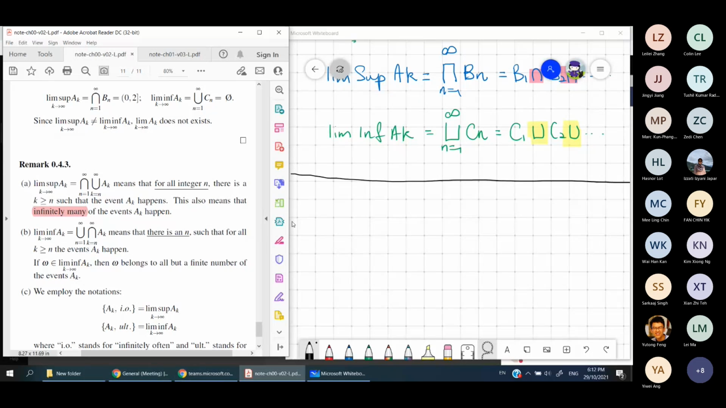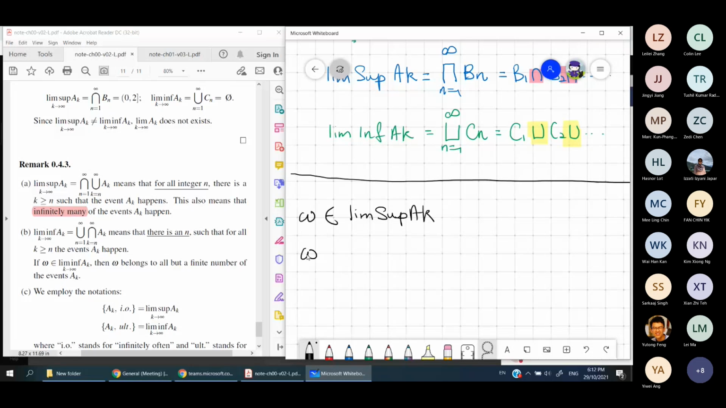Let's say we have omega, which is an outcome, and it belongs to this limit supremum of AK. By the definition, that means omega belongs to the intersection of this thing. I will just use Bn, n running from 1 to infinity. From our construction, Bn is the union of all the AK, K running from N to infinity.